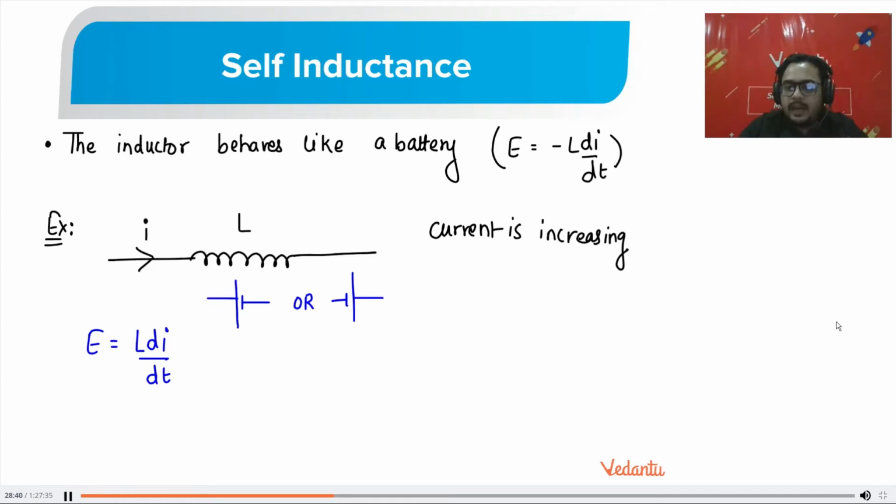If the current is increasing and I am calling this battery A, I am calling this battery B, can you tell me which diagram of the battery is correct? A or B? Is the A diagram correct or B diagram correct? Please remember, you have to use the minus sign. Minus sign is basically telling you it tries to oppose the change.